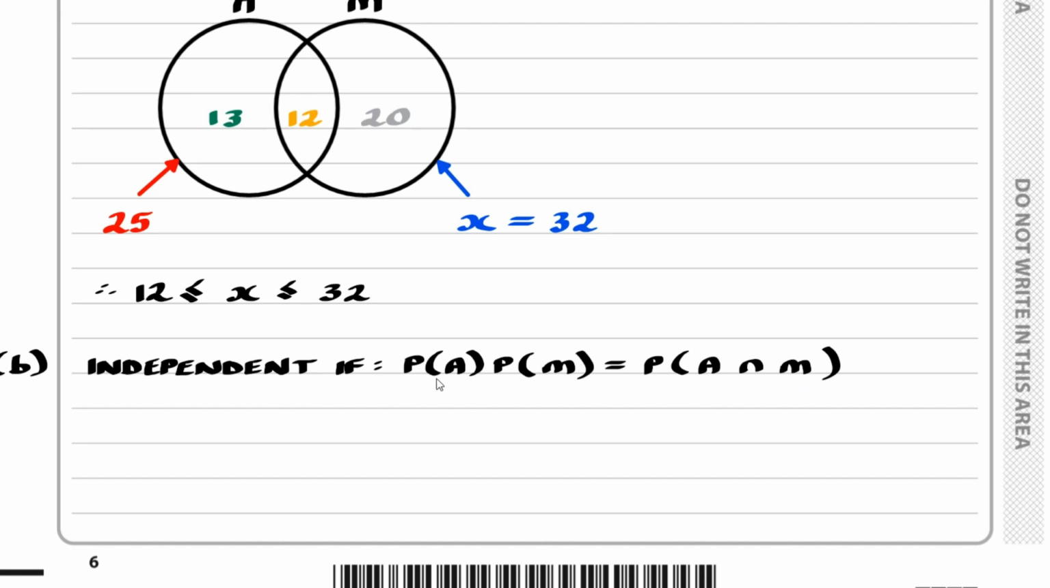So, for the probability of A, we have 25 out of 45 students. For the probability of M, we have x out of 45 students. And for the probability of A and M, we have 12 out of 45 students. And what we need to do is solve this equation to find out what x is.